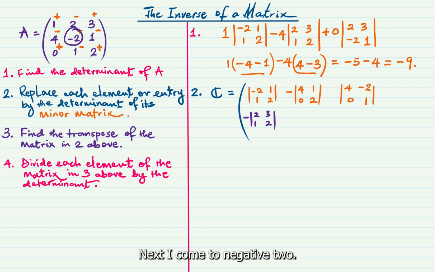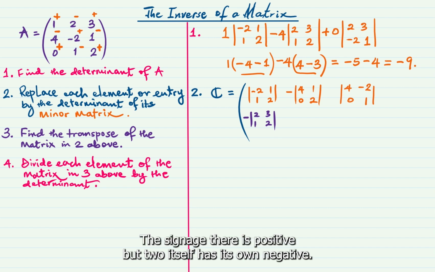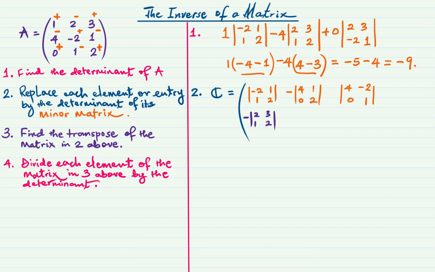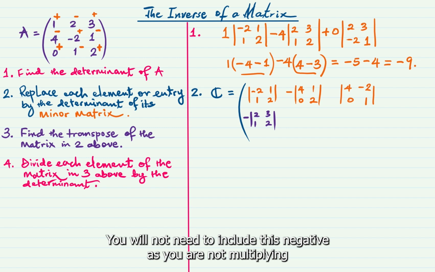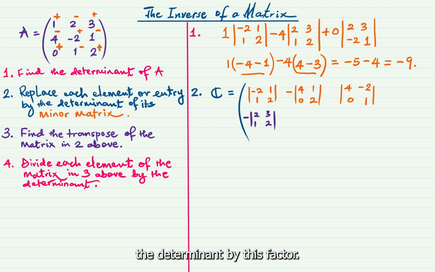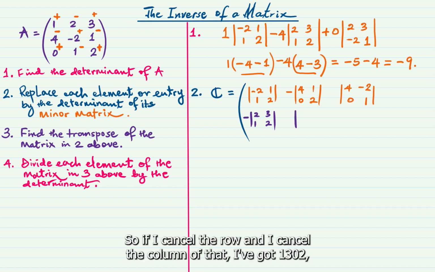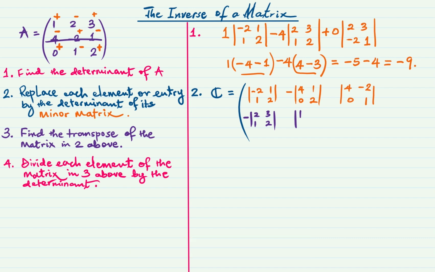Next, I come to negative 2. The signage there is positive, but 2 itself has its own negative. But that would not change what you have because the signage there is positive. You will not need to include this negative as you are not multiplying the determinant by this factor. Okay, so if I cancel the row and I cancel the column of that, I've got 1, 3, 0, 2, which is what I put down. Hopefully there's no confusion there.